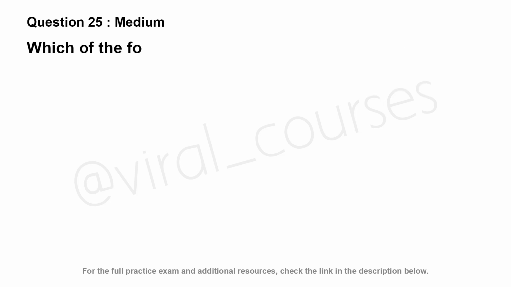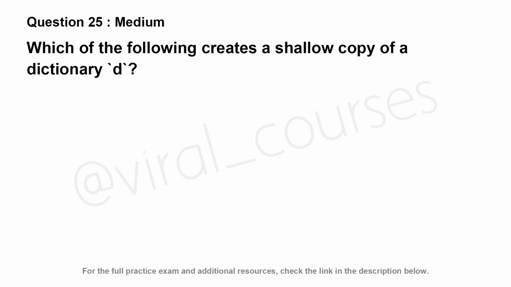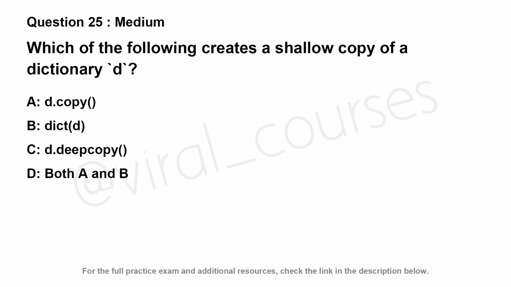Which of the following creates a shallow copy of a dictionary d? Option A, d.copy(). Option B, dict(d). Option C, d.deepcopy(). Option D, both A and B.